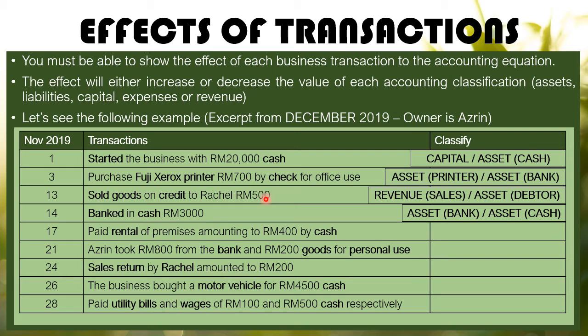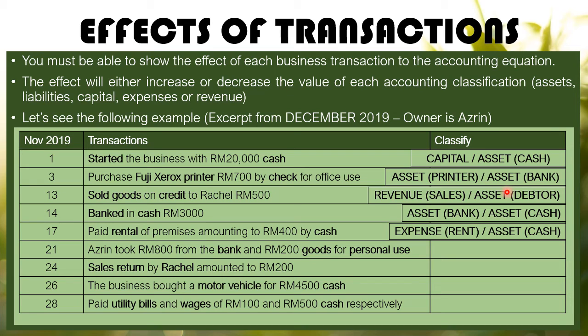Okay, kalau bank in cash pula, mana saya ada cash kat tangan saya nak masuk dalam bank. So asset bertambah, iaitu bank saya bertambah, asset kita berkurang, iaitu cash kita berkurang. Okay. Kemudian paid rental of premises amounting to 400 by cash. So the keyword here is rental, and then another keyword here is cash. So rental ni bila kata paid rental, sah-sah dia adalah expenses kita bertambah. Kemudian cash kita berkurang sebab saya bayar guna cash.